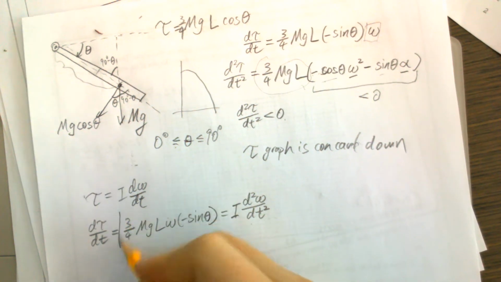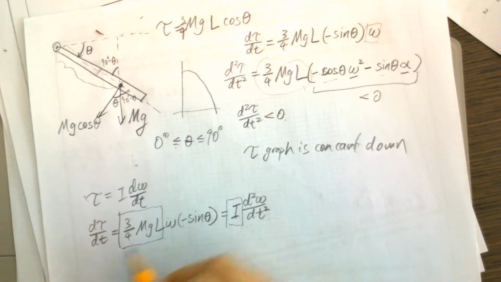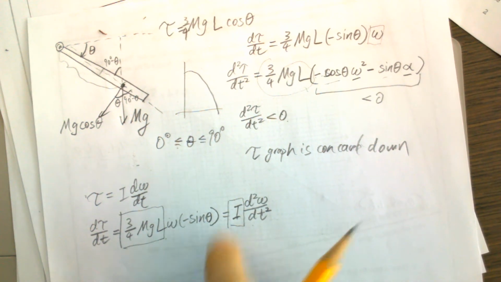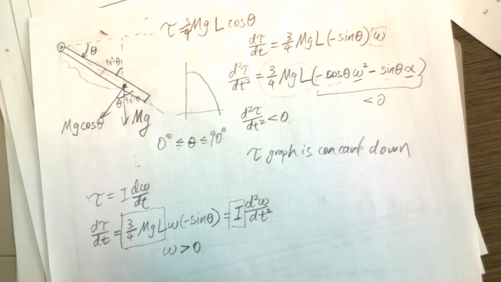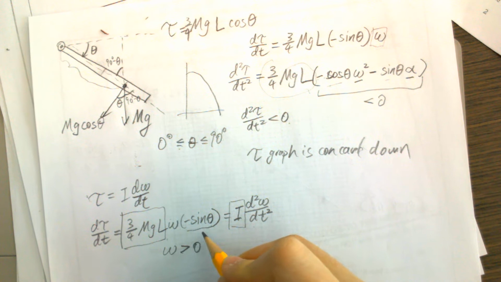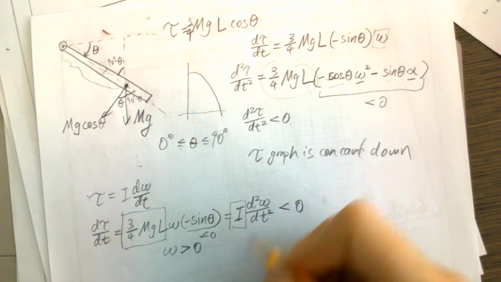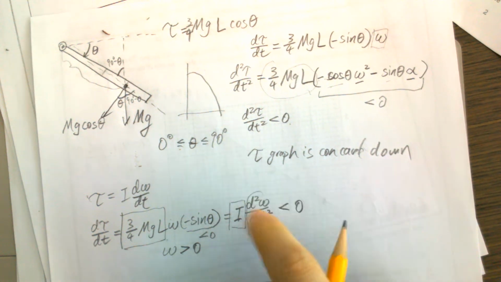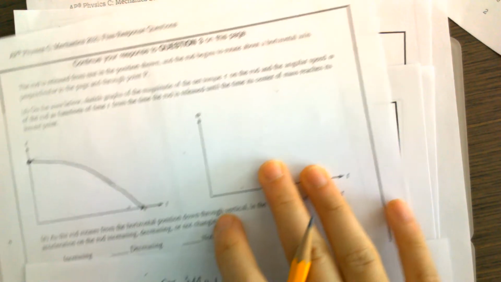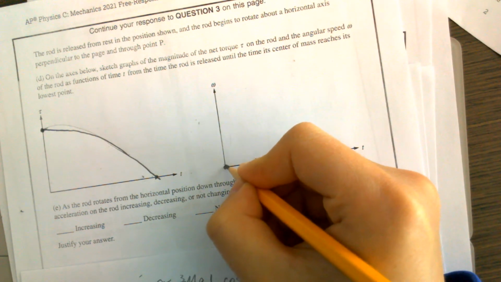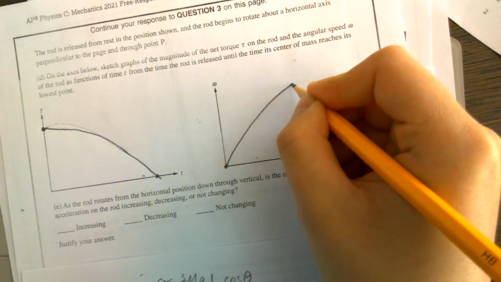Because these are constant and we don't need to care about them, and they're all positive, omega should be greater than 0. And we know negative sine theta is less than 0, which means this is less than 0. So actually, the second derivative with respect to time for the angular speed is less than 0. So we start from 0 and increase. It's concave down again, so it should look something like this.